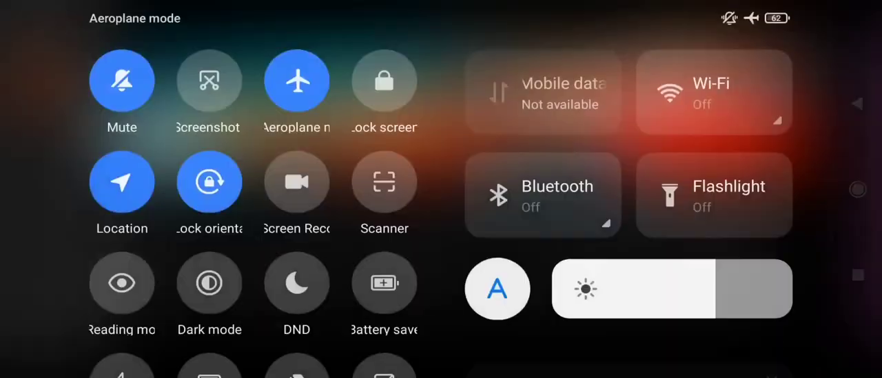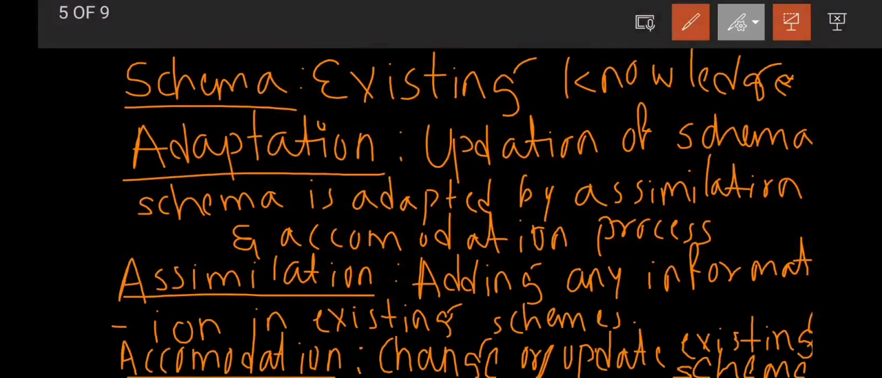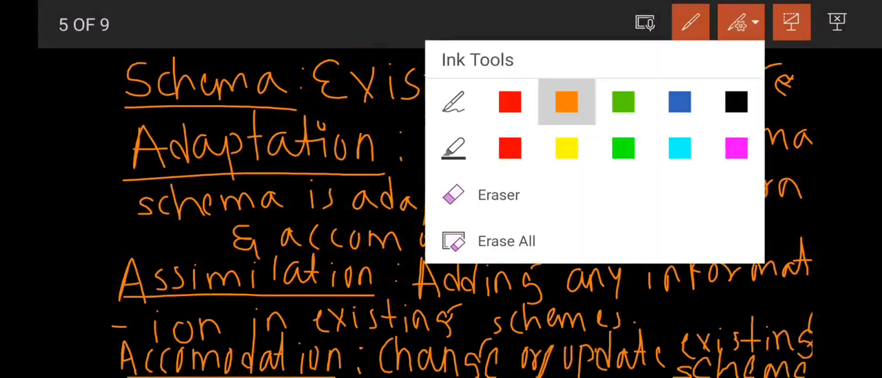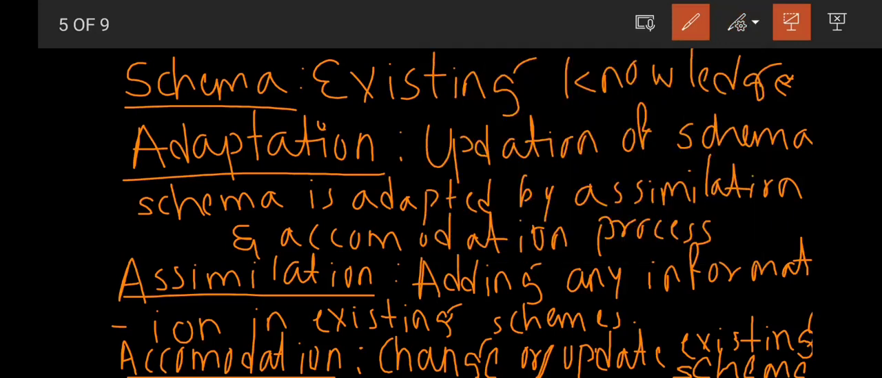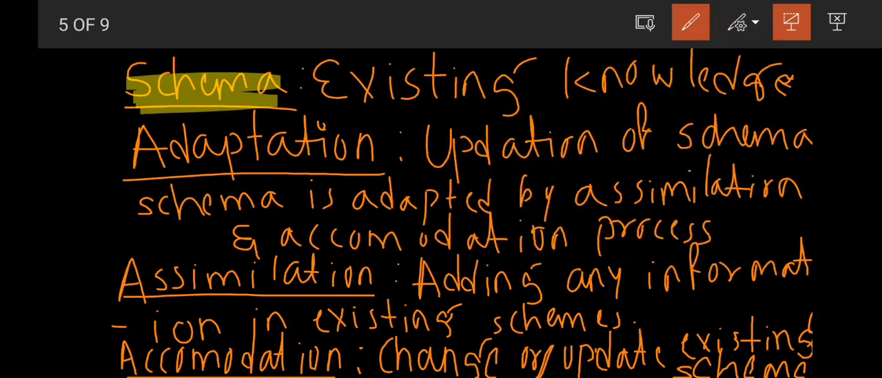So now we saw this. Now let us see what schema, adaptation, assimilation and accommodation are. Let us think first: what is schema? Schema is nothing but existing knowledge. We all know this. So schema is what? It is existing knowledge.